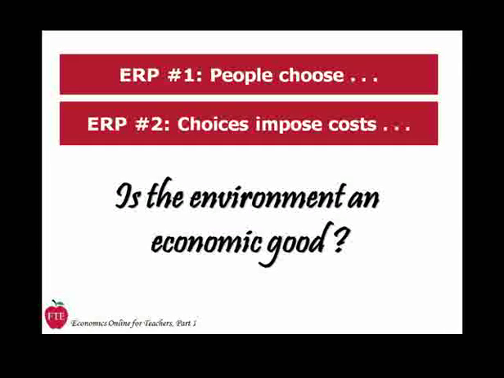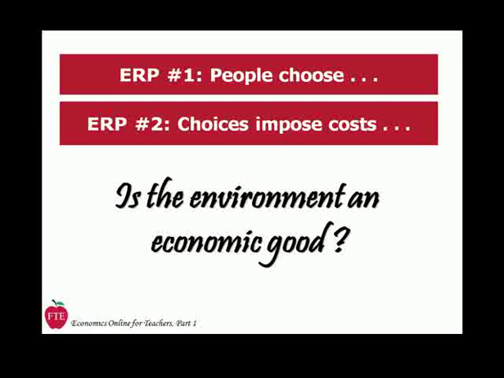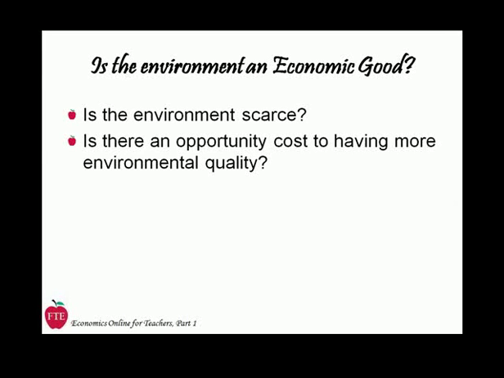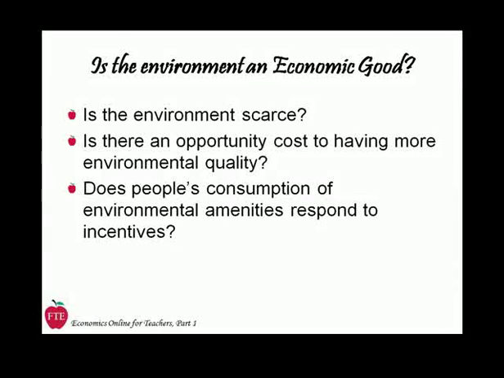If we now return to first principles, scarcity, choice, and cost, we've got a good place to start discussion. First thing we need to know is, do these reasoning tools even apply? Is the environment an economic good? Well, we can answer that question by using the same criteria we use for other things that we want and need. Things like gasoline or blue jeans or hamburgers. So, question 1, is it scarce? Question 2, is there an opportunity cost to having more of it? And question 3, does people's consumption respond to incentives?